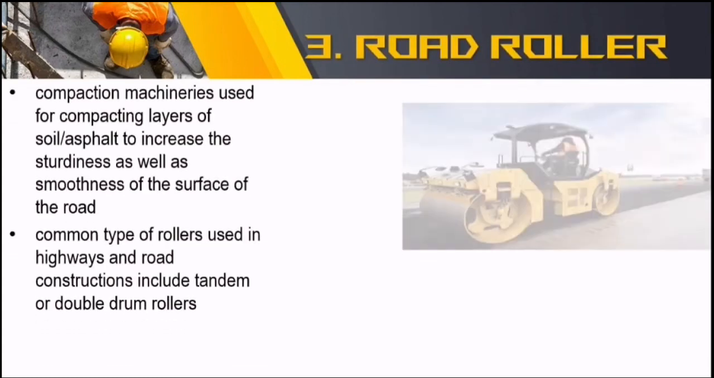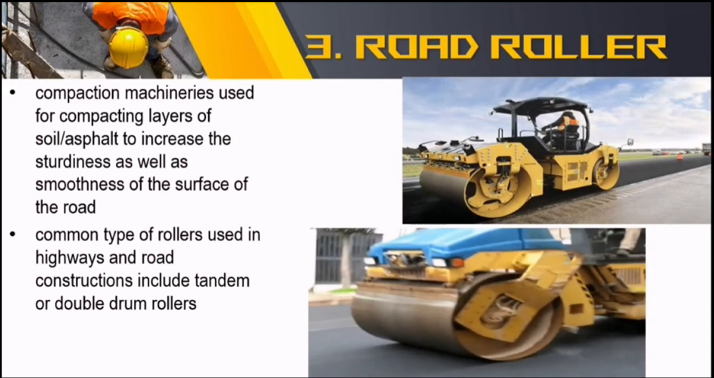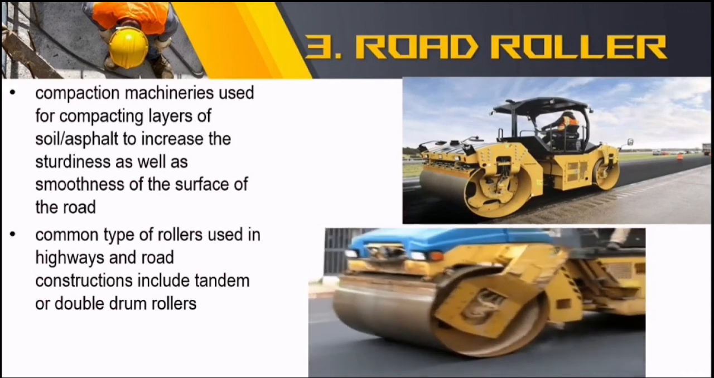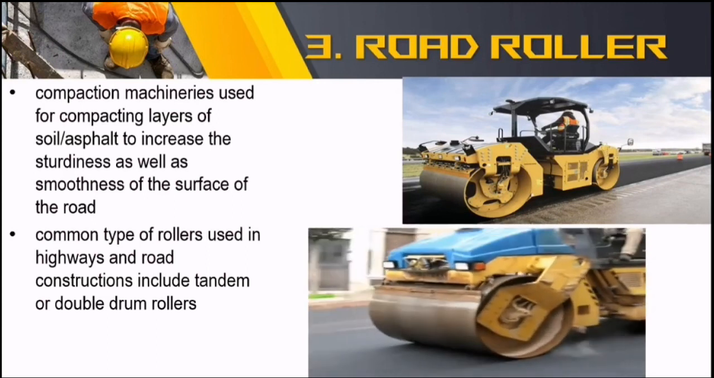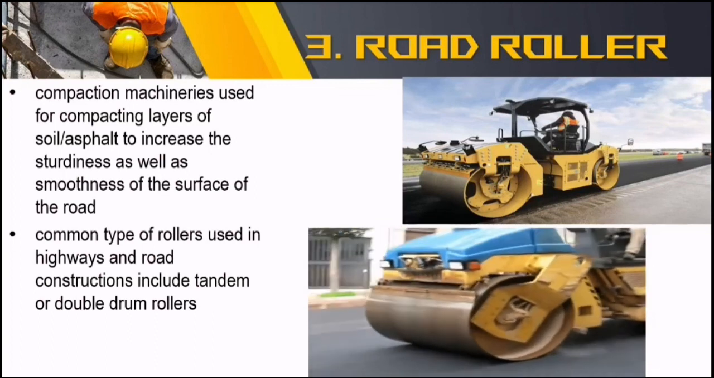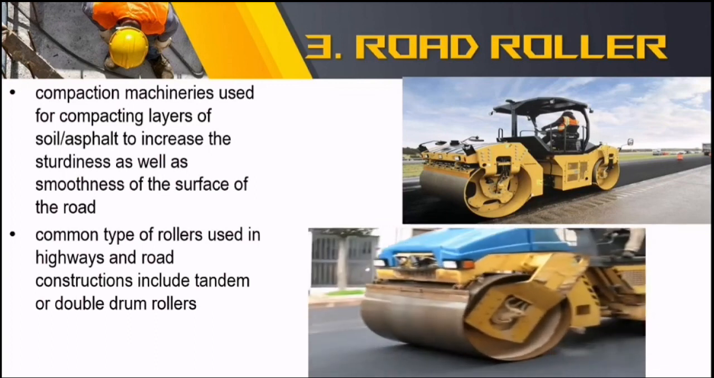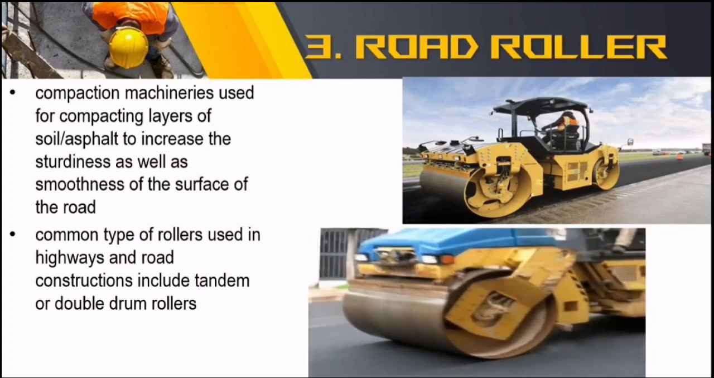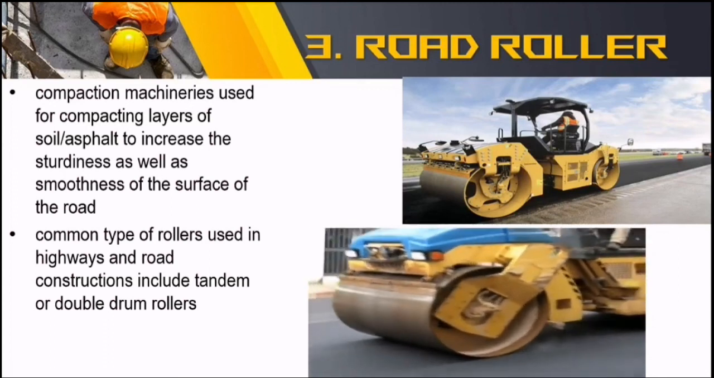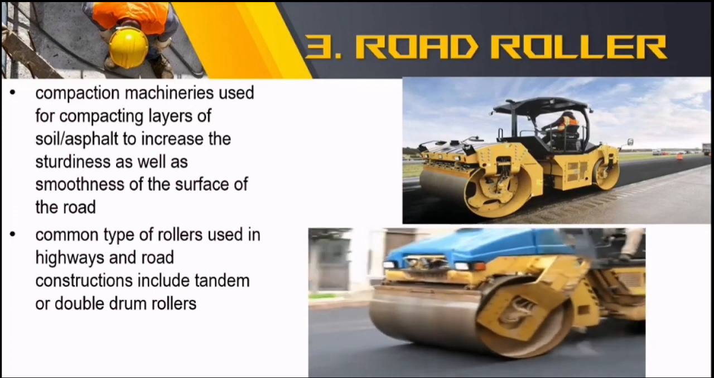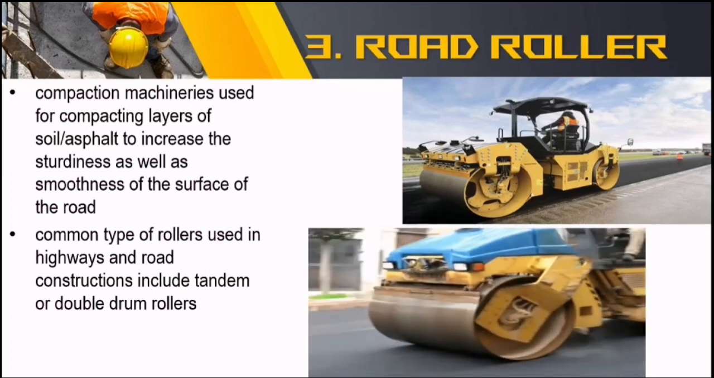Next, we have road roller. Si road roller is a compaction machinery used for compacting layers of soil and asphalt to increase the sturdiness as well as the smoothness of the surface of the road. Ang common type ng roller na ginagamit sa highway construction is yung double drum roller. Si road roller naman ginagamit siya after mailagay ng asphalt sa kalsada. Ang purpose naman ni road roller is to compact the layers of soil o para mas lalong tumibay yung bawat layer na madadaanan ng road roller.